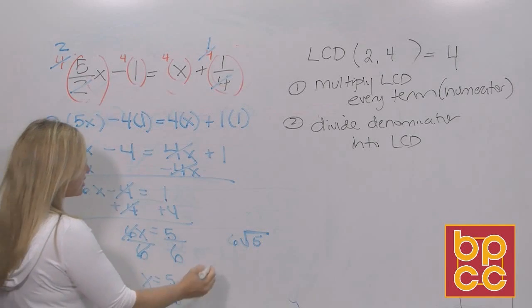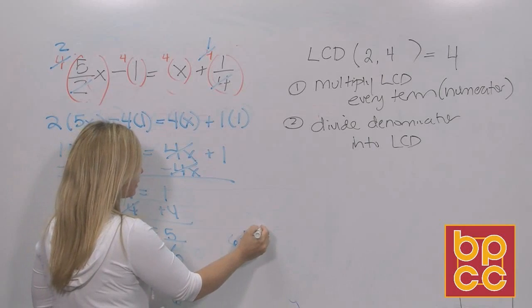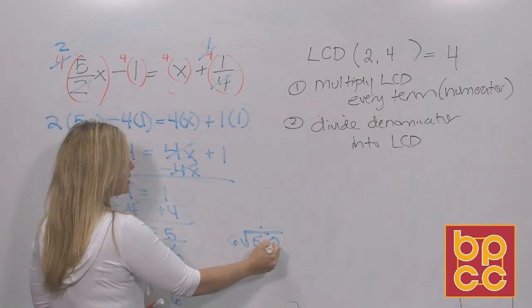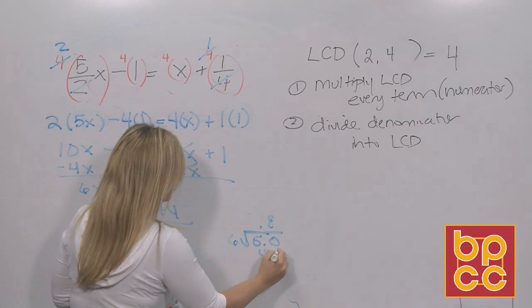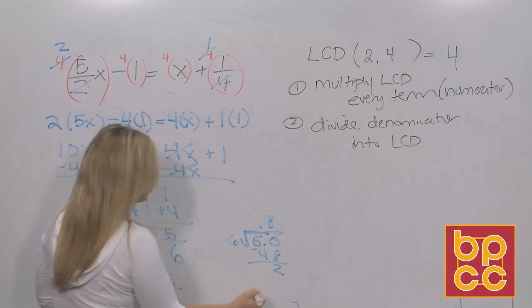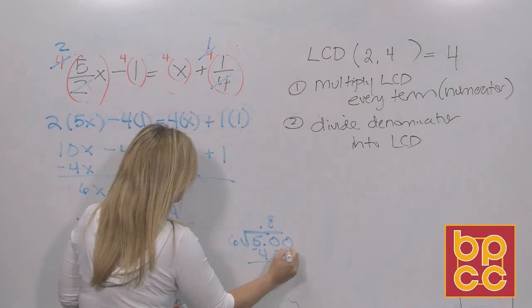$5 divided among 6 kids. Well, 6 doesn't go into 5, so you have to put the decimal point and add a 0. 6 goes into 50. If we know our times tables, that would be 8. That's 48 with a remainder of 2. So we put another 0 and bring it down.